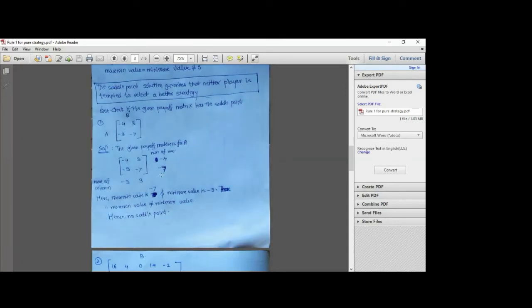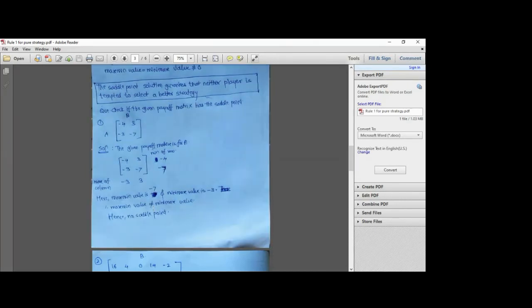So -7 is the minimum value. Here max min value is what? Maximum amongst the minimum values is -4. That should have been written here. And the minimax value is -3, right. So we have these two values, and among this we have to select the minimum value, which is -3. So now here it is -4 and here -3.